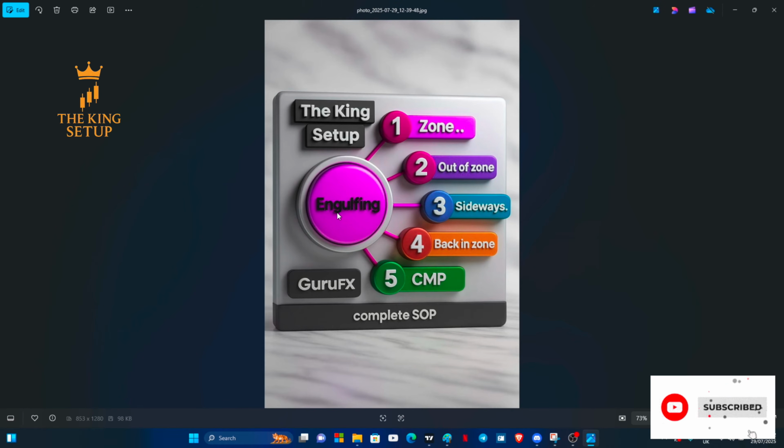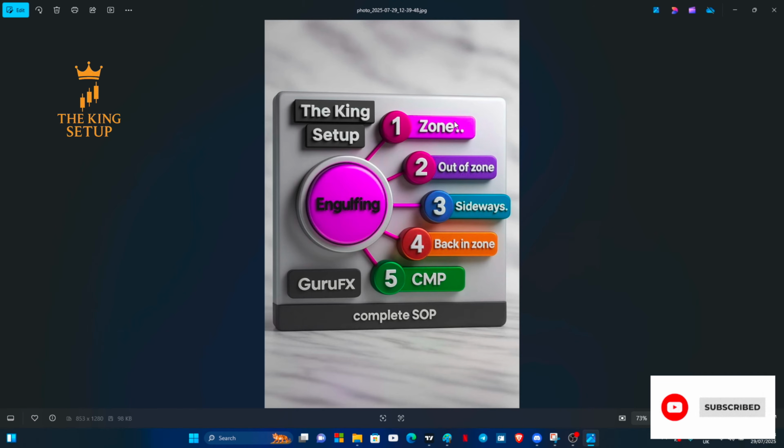So number one, if you get an engulfing zone, you mark that zone and then you wait for the price to get out of that zone. After waiting for the price to get out of that zone, wait for the price to move in sideways. And after the price moves in sideways, wait for the price to retrace back in the zone. After the price retraces back in the zone, you are supposed to confirm that the SOP is complete on the CMP only by confirming an engulfing pattern.